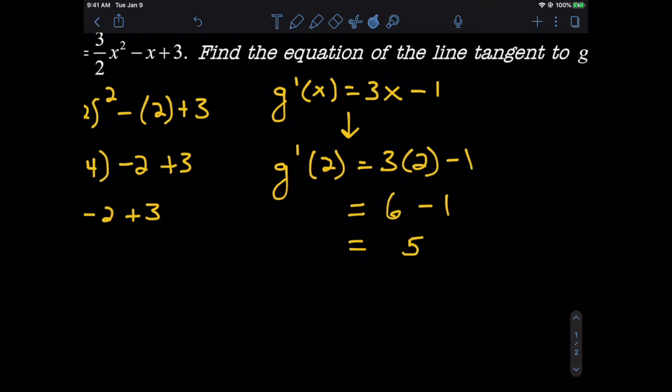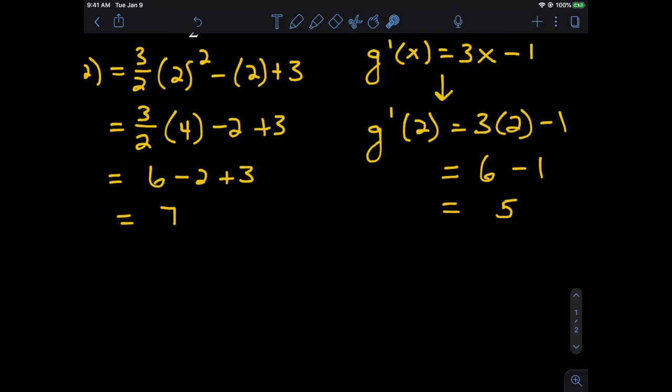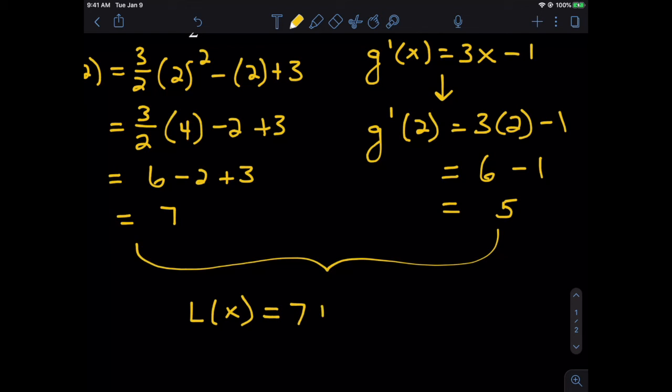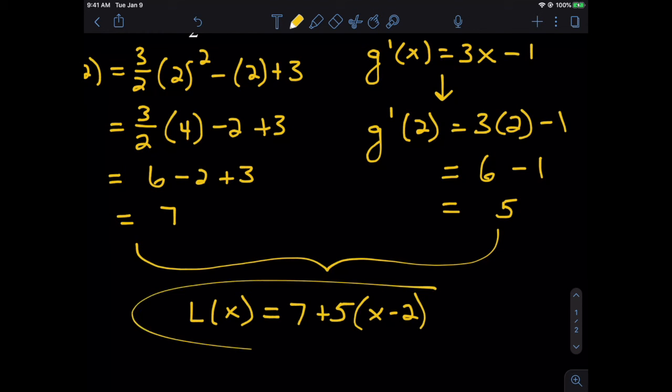And now we put these two pieces of information together. G of 2, g prime of 2, we replace in L of x. So this is going to give us L of x is equal to 7 plus 5 times x minus our a value of 2. Bingo!